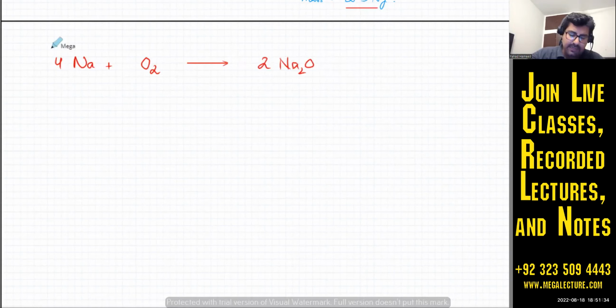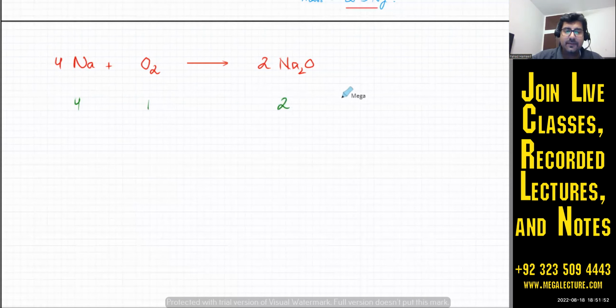What does the equation tell you? The equation tells you in what ratio are these things going to react. So, and it tells you the simplest ratio. Okay, if you had four sodiums, they're going to react with one oxygen gas molecule, and you're going to end up with two sodium oxides. Okay, that's going to be your product.